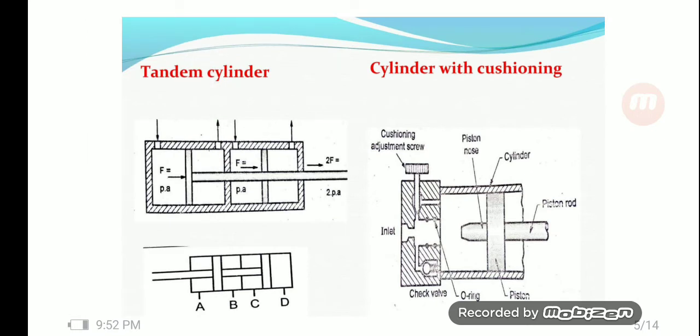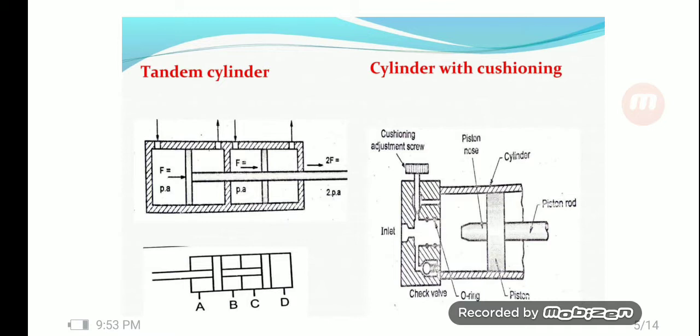Next is the tandem cylinder. Tandem cylinders are continuous cylinders. In this, there are two compartments. The first compartment contains one piston. In the second compartment, another piston is there, but the two pistons are connected with a single rod or single shaft. The tandem cylinders are used when we want double the force of a single acting cylinder.